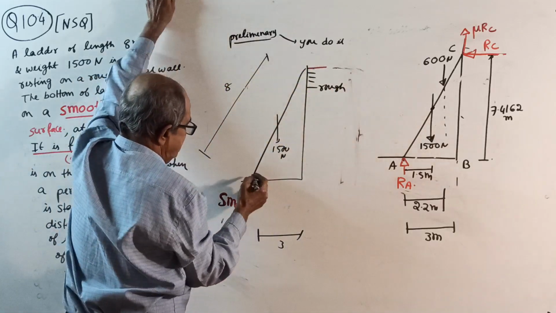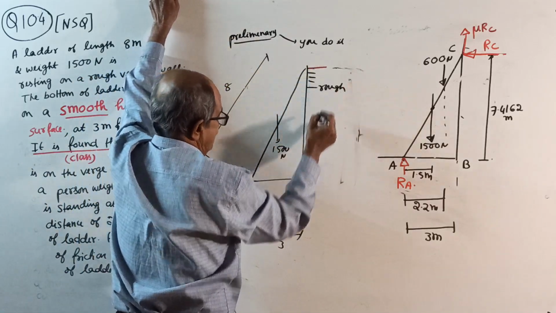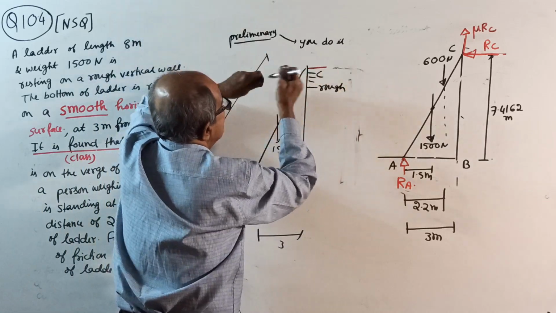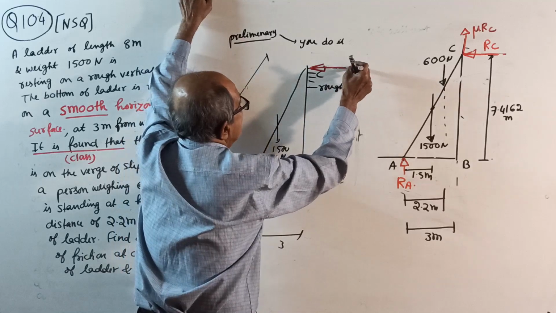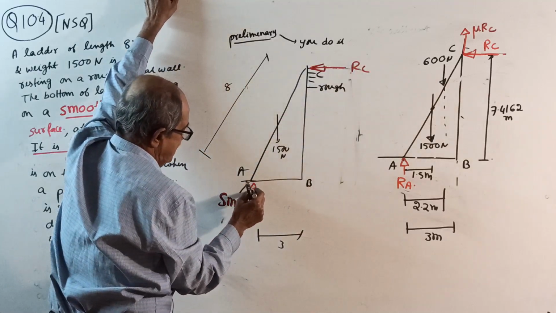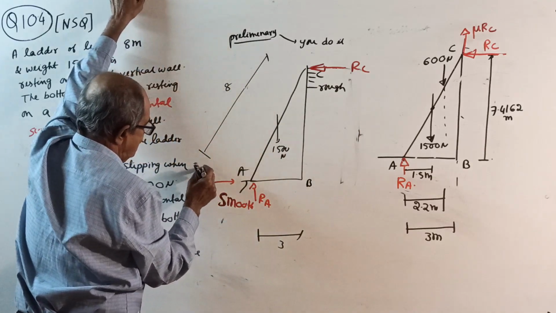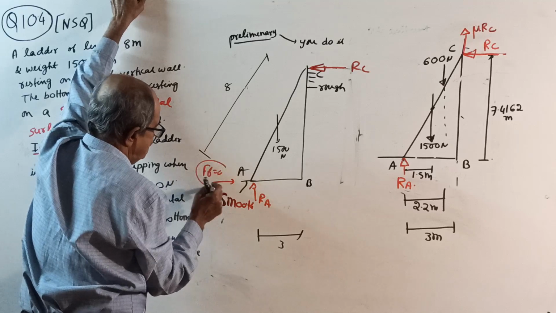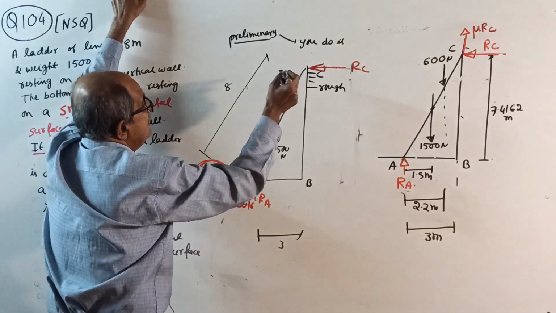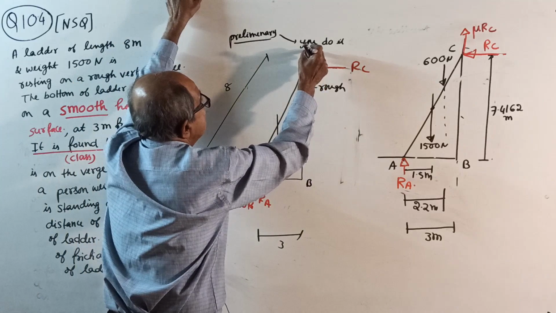Suppose I take the point as A here, B here and C here. Normal reaction RC here, normal reaction RA here. You write all those things. And right here, friction is 0, because it is smooth. Here, the ladder is slipping down, so friction is up.